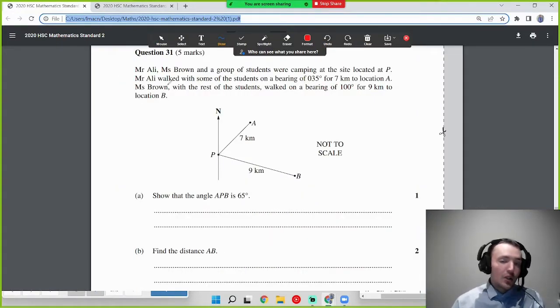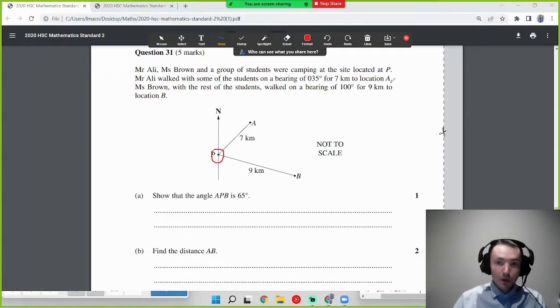Alright, so here's a question that you can expect to see for non-right-angled trig. Mr. Ali, Miss Brown, and a group of students were camping at the site located at P. Mr. Ali walked with some of the students on a bearing of 35 degrees for 7 kilometers to location A. Miss Brown, with the rest of the students, walked on a bearing of 100 degrees for 9 kilometers to location B.